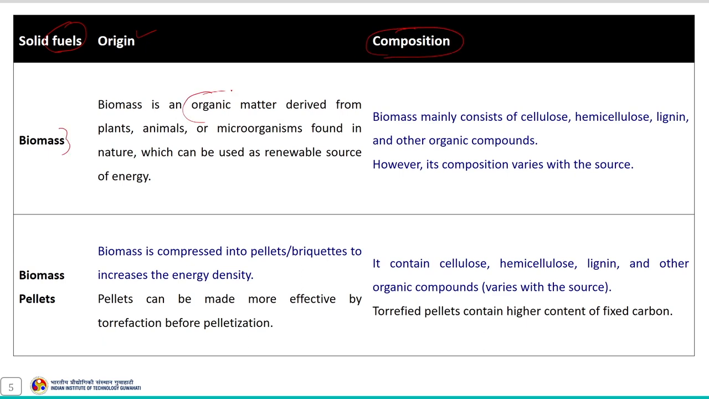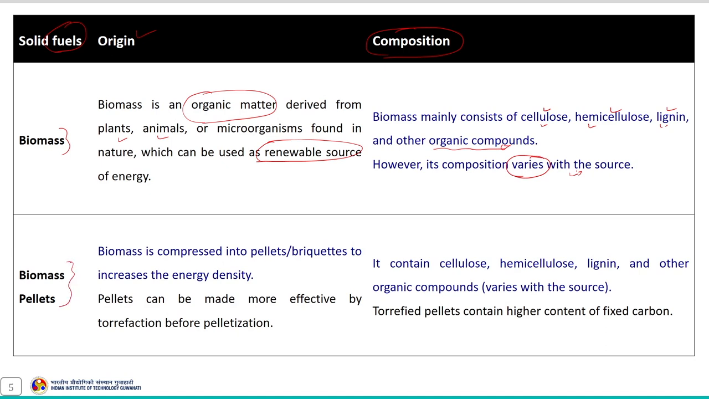Biomass is an organic matter derived from plants, animals or microorganisms found in nature, and which can be used as a renewable source of energy. And this biomass mainly consists of cellulose, hemicellulose, lignin and other organic compounds. However, its composition varies with the source. For example, in case of agricultural residue, the composition, that is cellulose, hemicellulose, lignin, may be different than that of the forestry residue material.